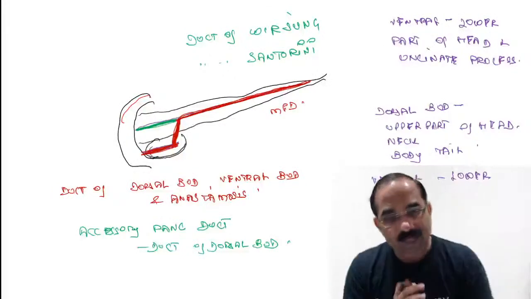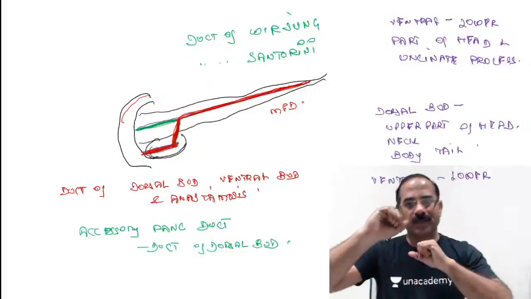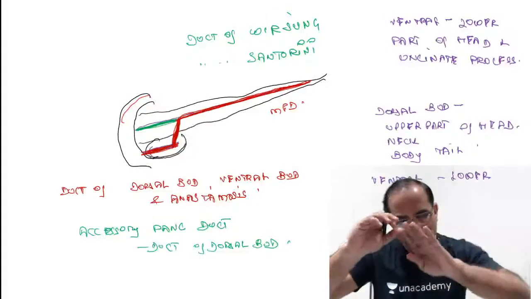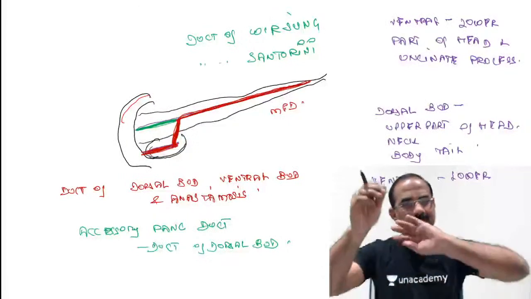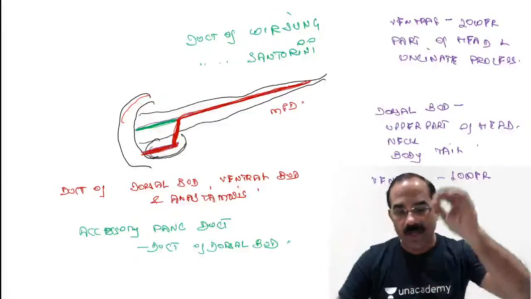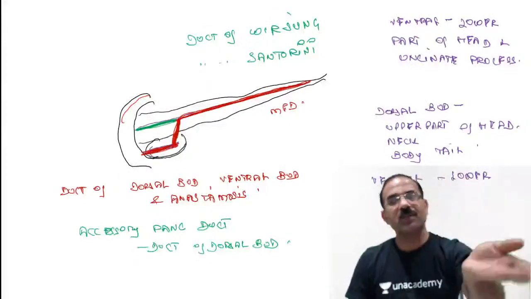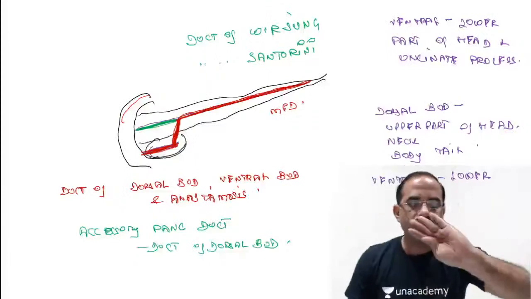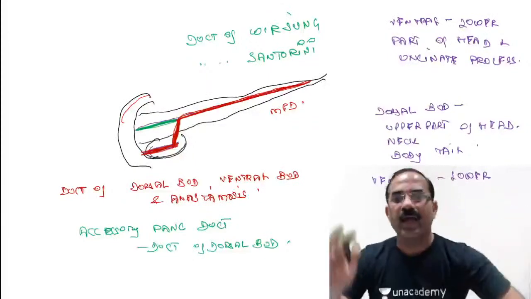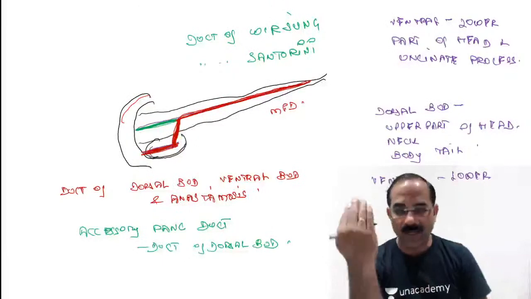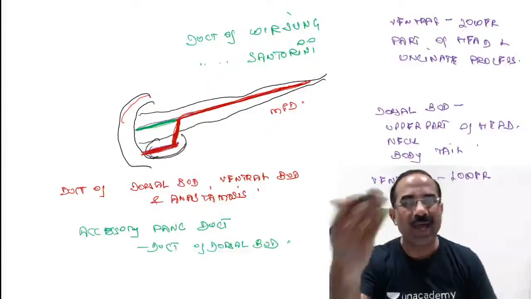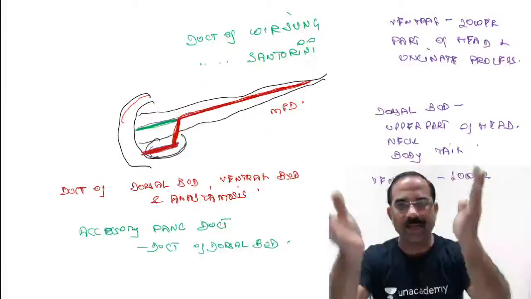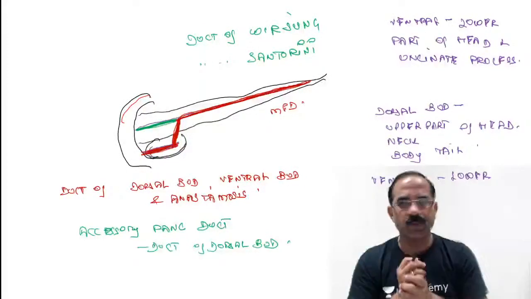But normally, what happens is there is a dorsal bud and a ventral bud. The ventral bud migrates and joins with the dorsal bud. But sometimes half of the ventral bud migrates from behind, half migrates from front, and this type of pancreas is going to encircle the duodenum. What do we call this? Annular pancreas.